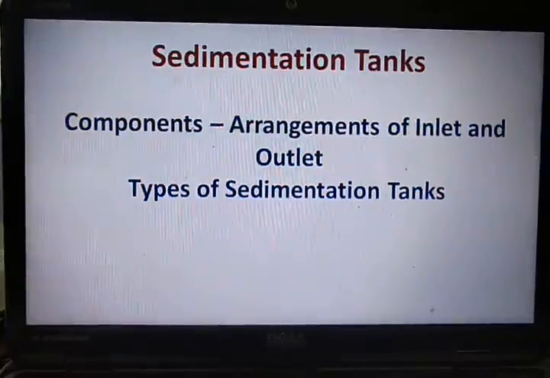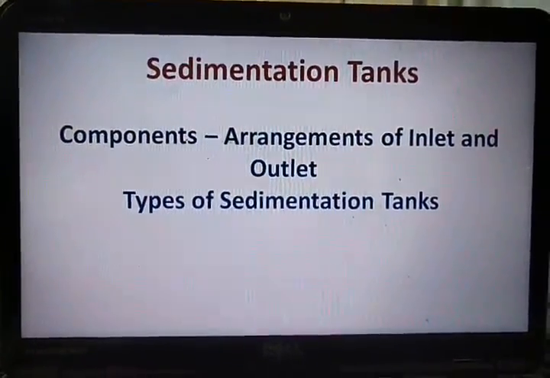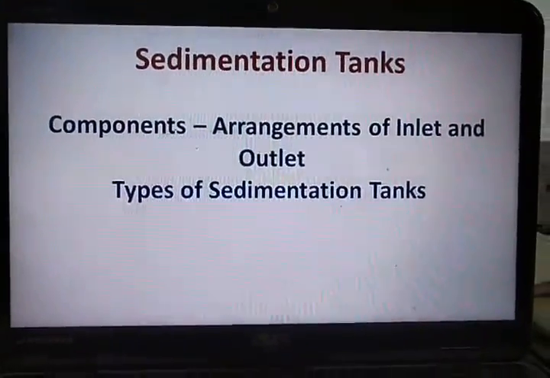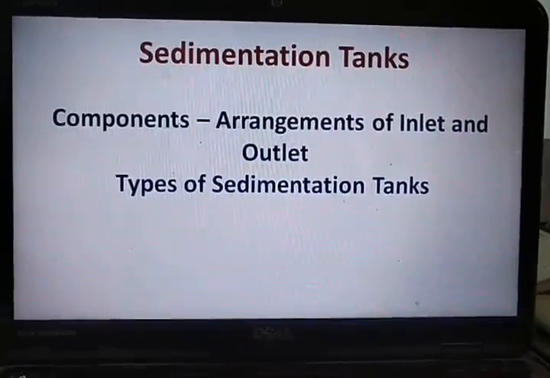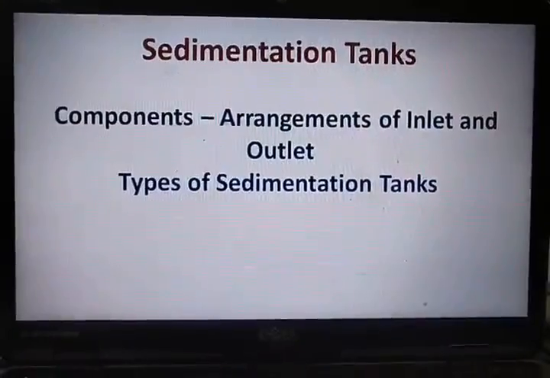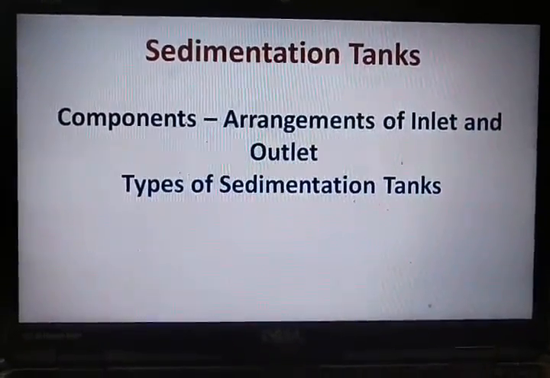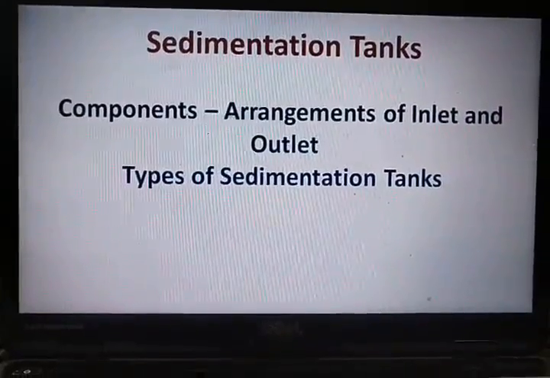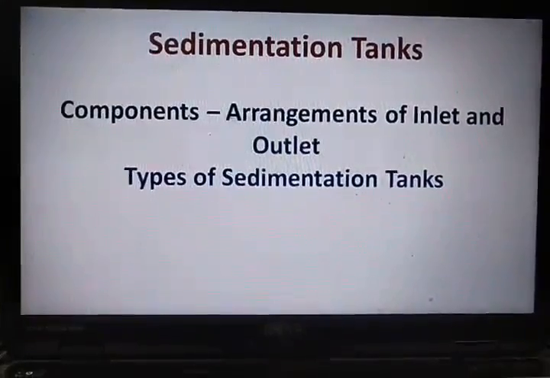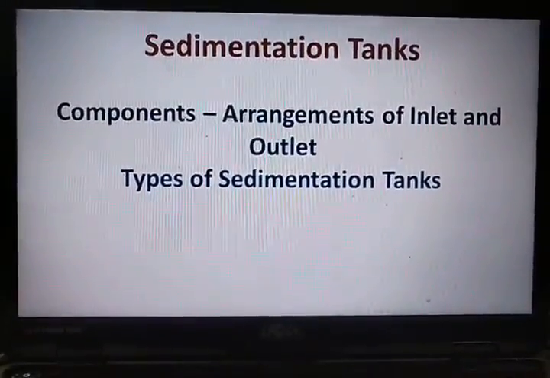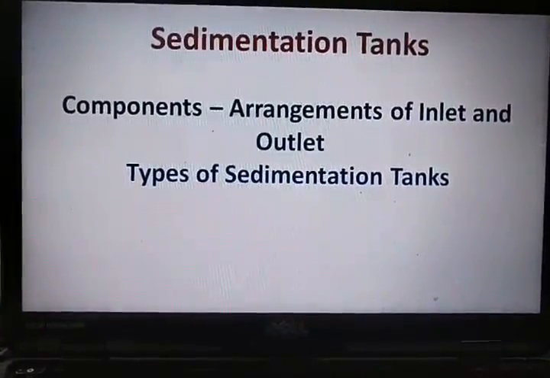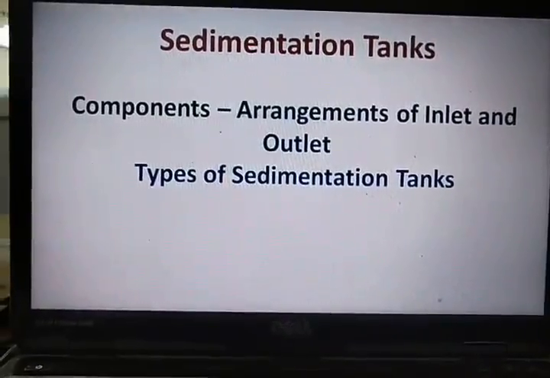That is the sedimentation tanks, the inlet and outlet arrangements, and different types of sedimentation tanks used in the treatment of water. Okay, the sedimentation tanks are used both in the treatment of water as well as in the treatment of wastewater. Now since we are dealing with water supply treatment engineering, we will concentrate more on the sedimentation tank in the treatment of water.